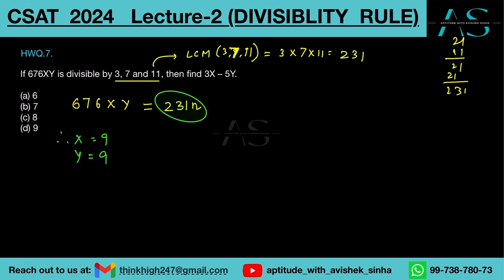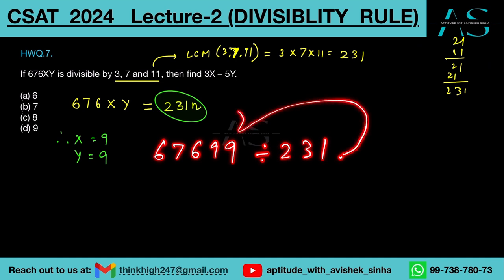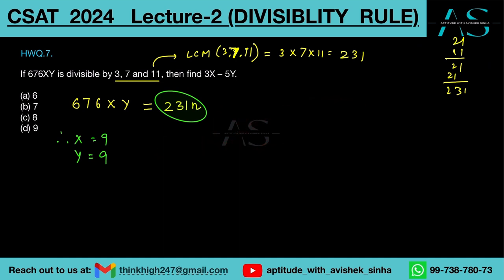And let's take the remainder here, if any. Suppose, what is the number now? 67699. If this is exactly divisible by 231, my answer for x and y would be 9 and 9. Now whatever the remainder that we get upon dividing it by 231, if we subtract the remainder from here, that would be my multiple of 231. So that is what we are looking out for. We'll see how this can be done.